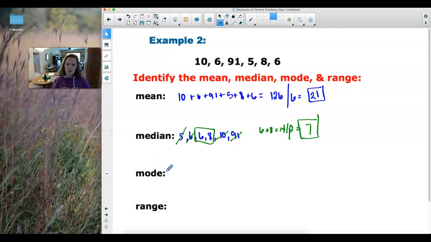Okay, the mode, the number that appears the most often, is 6. And then finally the range, 91 minus 5, the highest number minus the lowest number, is 86. So we have our mean, median, mode, and range. On your homework, you are going to be asked to solve some problems and given a set of data, find the mean, the median, the mode, and the range.